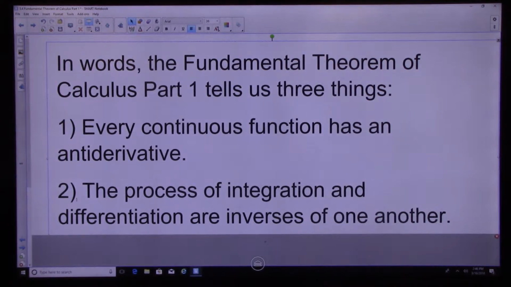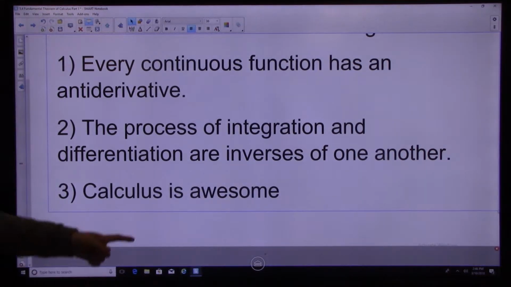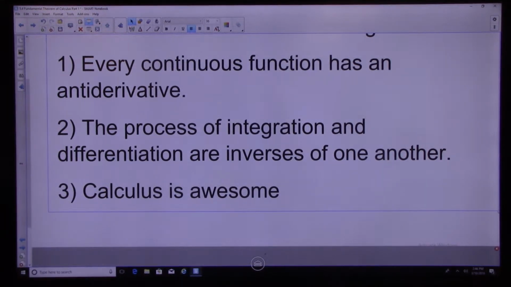So the process of integration and differentiation are inverses of one another. If you take the integral and derivative, they're going to cancel each other out. That's one way we say it. Oh yeah, the third thing it means is that calculus is awesome. That's right. If you write that down, keep writing that down, and eventually you'll believe it. I keep telling you that, but you guys don't believe me yet, right? It is awesome.